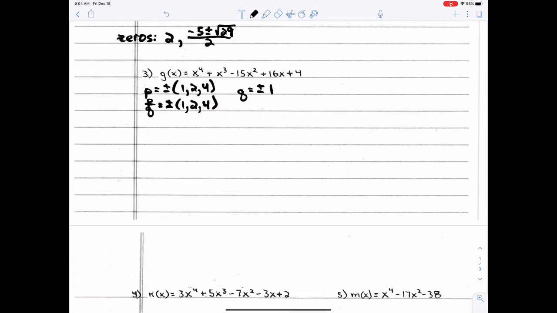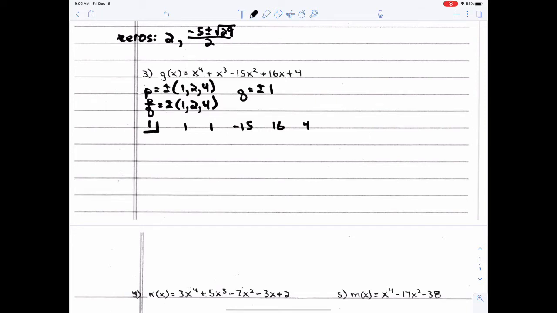Okay, let's divide. 1, 1, negative 15, 16, and 4. By the way, I just want to remind you of something. Let's say, for example, that this 16x hadn't been here, which it is, but remember, you'd have to put a 0, right? You've got to have every exponent represented, okay? So if it was missing a 16x, you'd put a 0, and if it was missing the x to the third, you'd put a 0 where the x to the third coefficient is. All right, so let's divide.